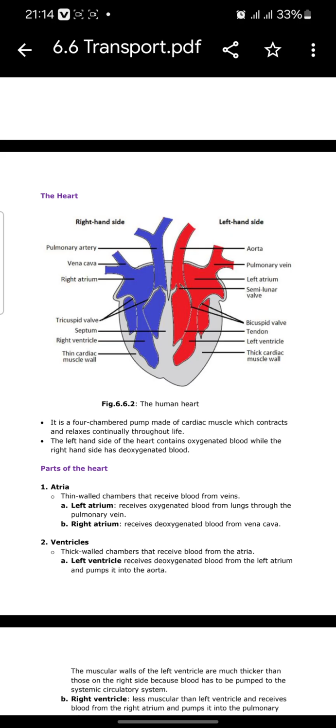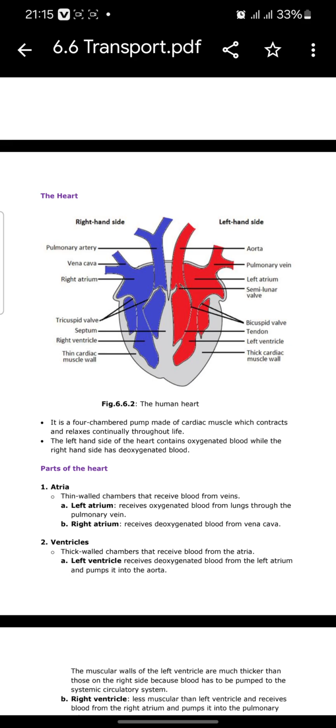The atria are at the top, so there is a left atrium and a right atrium, and these are thin walled chambers that receive blood from veins, because remember veins carry blood towards the heart, whereas arteries carry blood away from the heart. The left atrium receives oxygenated blood from the lungs through the pulmonary vein. Then the right atrium receives deoxygenated blood from the vena cava. The vena cava collects blood from the rest of the body and brings it to the heart, so this blood is deoxygenated. That is what is found in these 2 chambers.